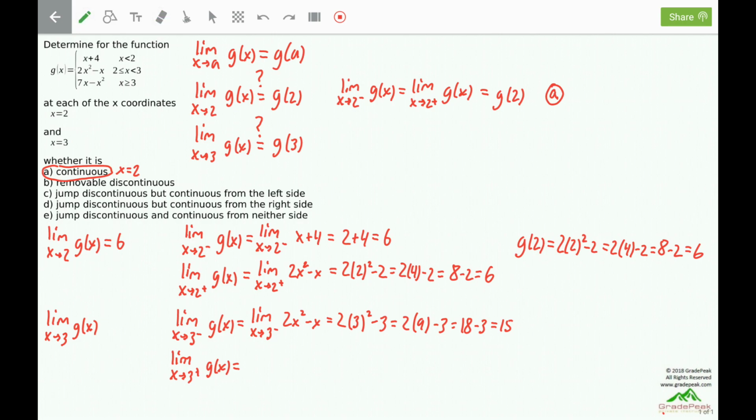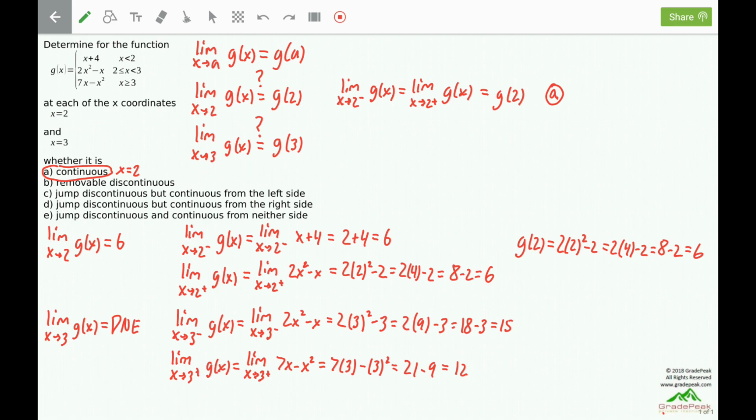Now we will look at the right-sided limit. The right side of 3 means greater than 3, and that means we'll use this in the split expression function. So we can replace g of x with 7 times x minus x squared. And that will give us 7 times 3 minus 3 squared, if we plug a 3 in for each of the x's. 7 times 3 is 21, minus 3 squared is a 9. And 21 minus 9 comes out to 12. Since the results of the one-sided limits do not match each other, the two-sided limit at 3 does not exist. And this means we will have a jump discontinuity there.